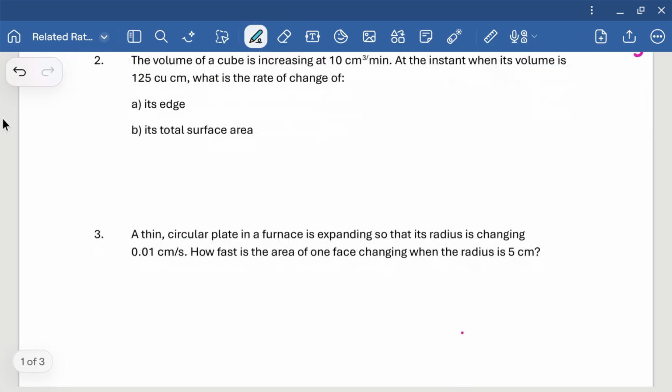Looking at the next one, similar idea, except instead of finding the volume's changing rate, we are given the volume's changing rate. So we're given a dV over dt value. It's asking what would the changes be if our volume is at 125 centimeters cubed. So the first one, the rate of change of its edge, we're looking for a dx over dt, and then total surface area would be your dA over dt.